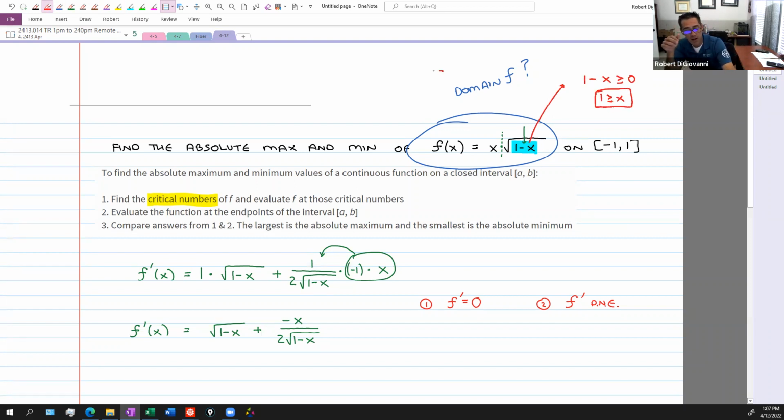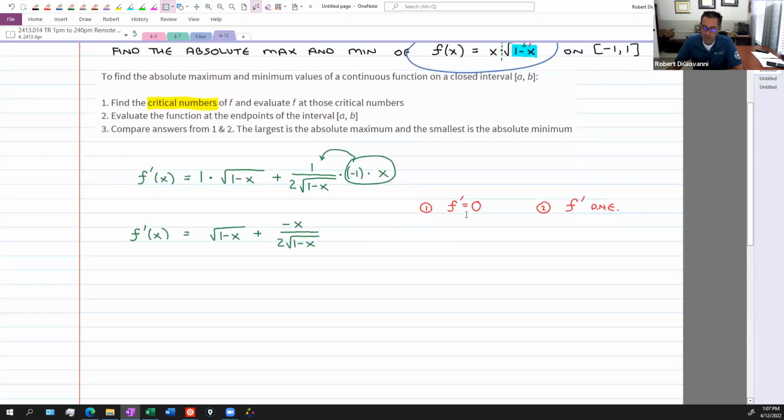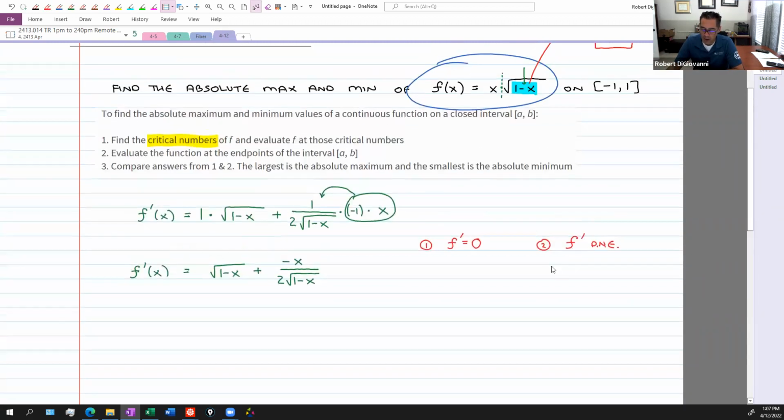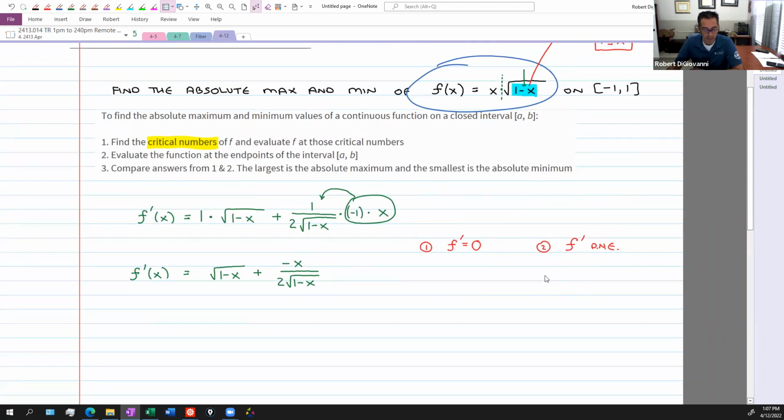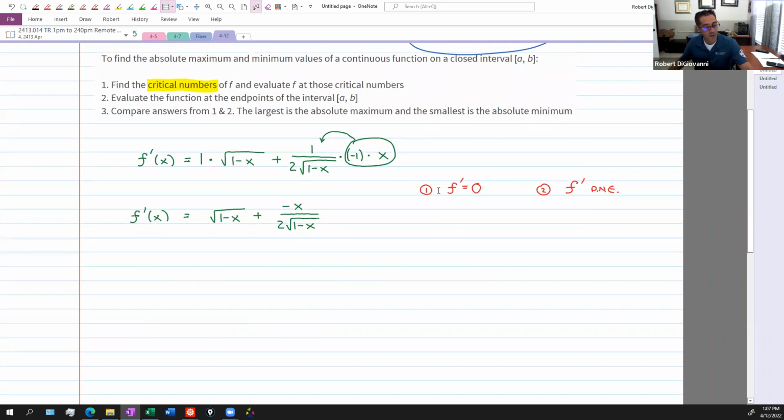So on a number line, the graph of this function would only exist from 1 to the left. That's the only place the graph exists, including 1. I can plug 1 in, that's okay. I just can't plug in anything to the right of 1. Okay, so why is that important? Well, it's hopefully going to be apparent when we get to this second step. So let's first figure out where the derivative is 0.